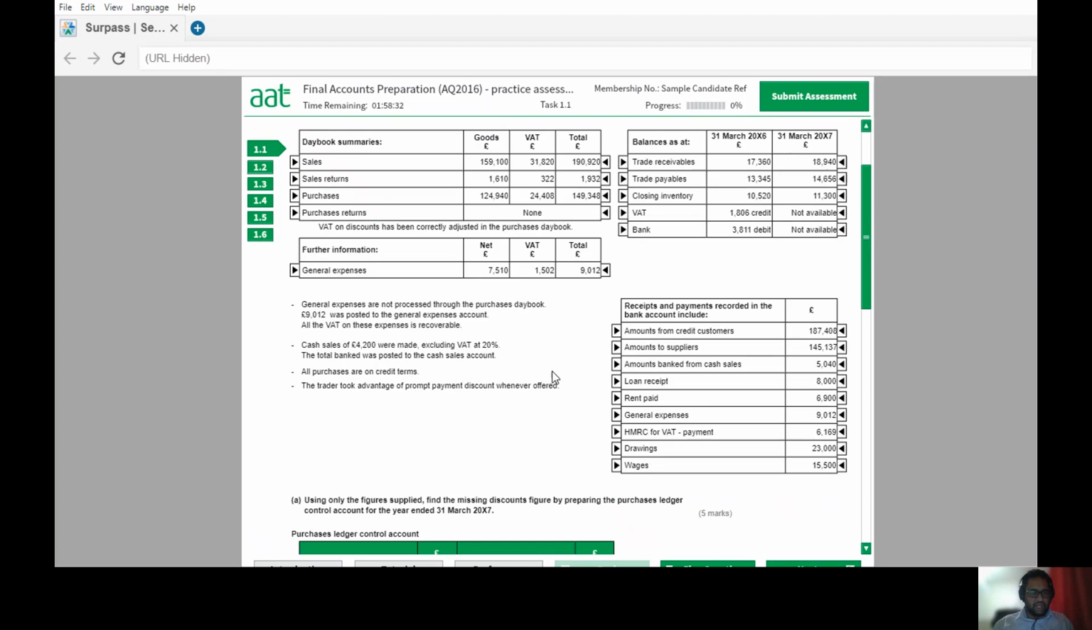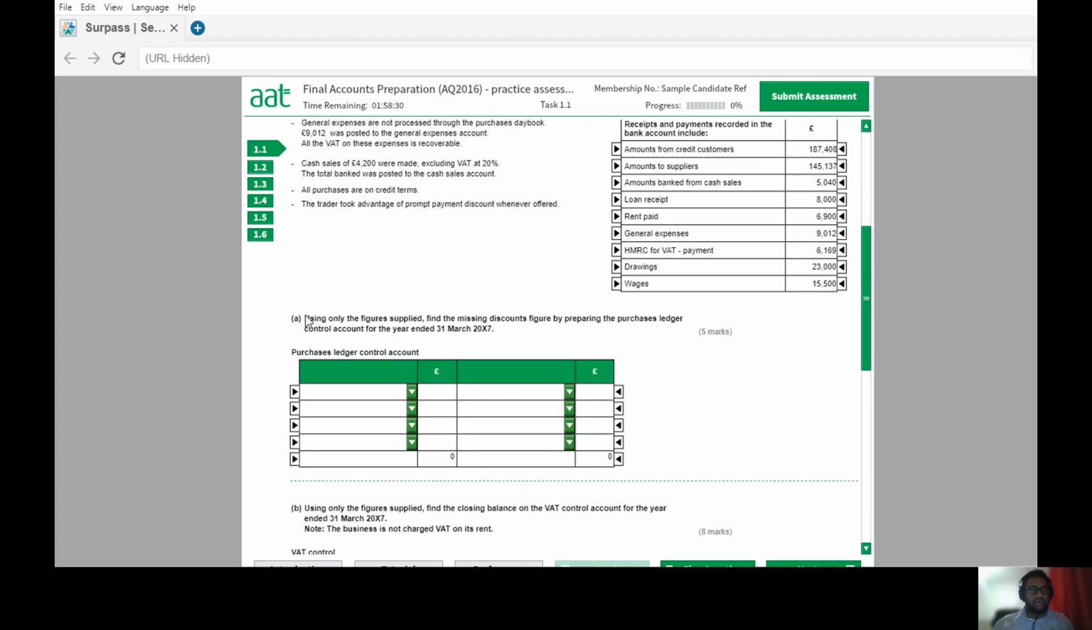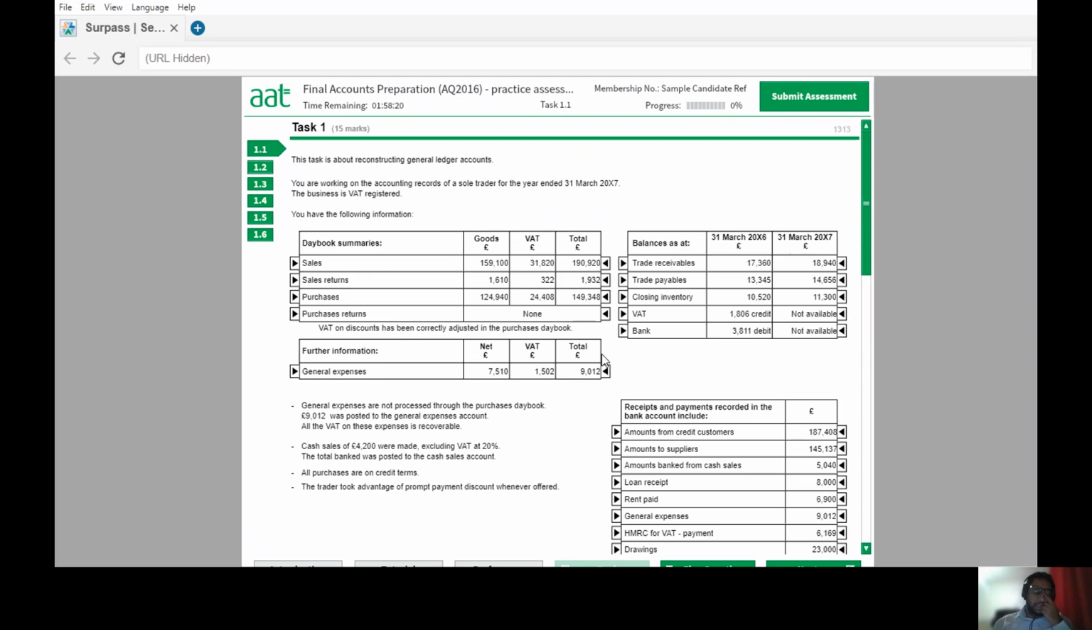So now the next question here, it's asking you to use only the figures supplied and find the missing discounts figure by preparing the purchase ledger control account. So if you want to do the purchase ledger control account, what information do we need there? Okay, we need nothing from the sales, nothing from the sales returns, but the purchases and the purchase returns will be there. It's also showing that general expenses are not through the purchase daybook, so we don't need that. But we do need the trade payables balances, the opening balance and the closing balance. They are necessary for us to work out the purchase ledger control account balances.